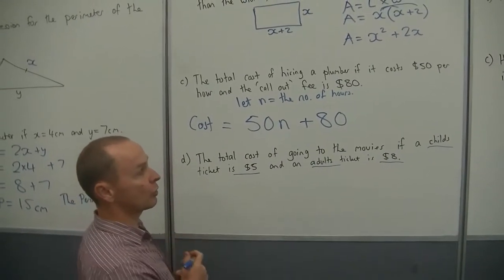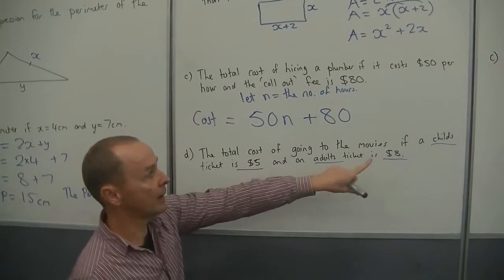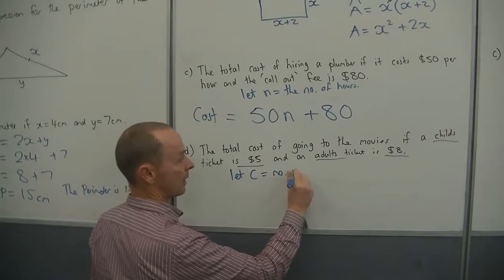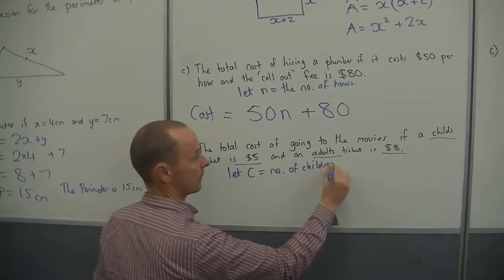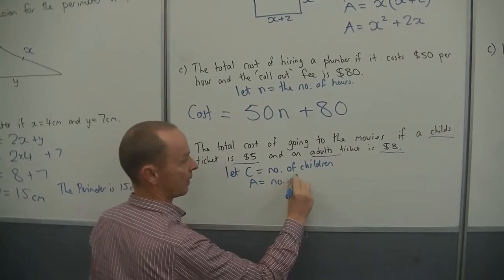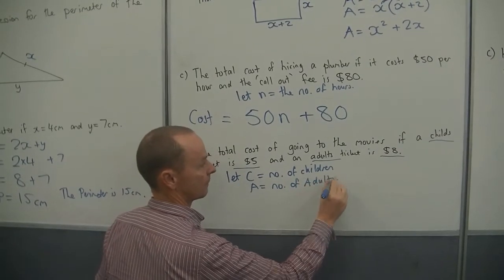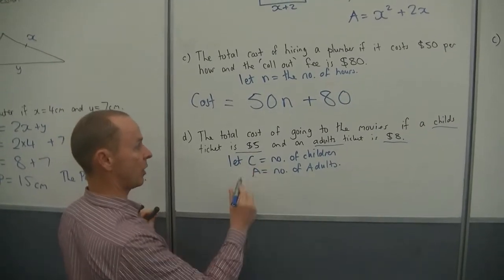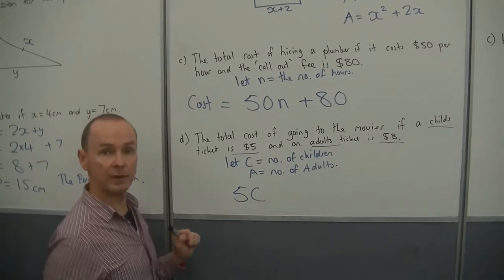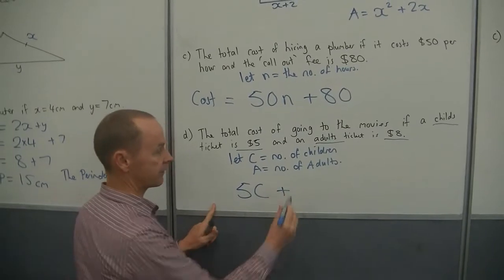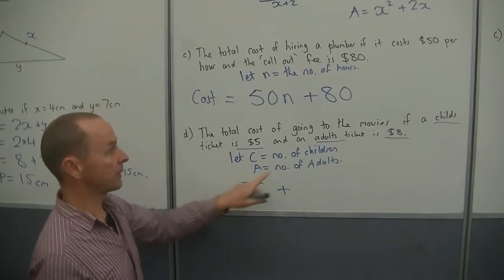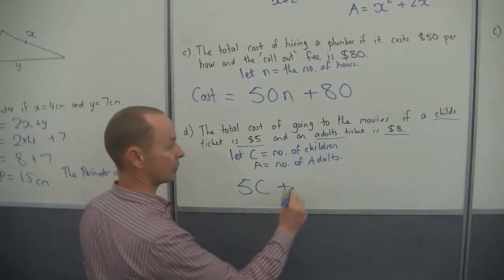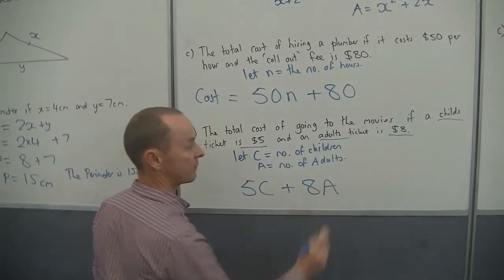So the total cost of a child's ticket is $5, but the number of children, so we'll say let C equal number of children and let A equal number of adults. Okay, so the total cost of the kids is the number of kids times by $5. So it's 5 times C. Plus, how much does it cost for the adults to go? It costs $8 for every adult to go. How many adults are there? There's A adults. So it's 8 times A.